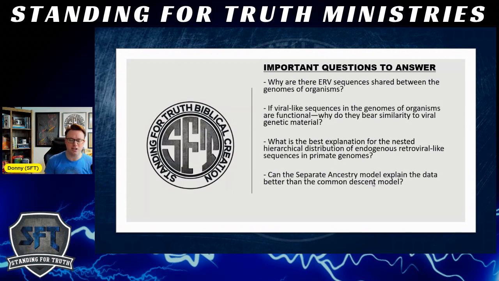What is the best explanation for the nested hierarchical distribution of endogenous retroviral-like sequences in primate genomes? Again, if these are created units of DNA function, which the evidence highly suggests, of course we're going to share more with the chimpanzee than we would with a dog or a whale. We already share more in terms of anatomy, morphology, physiology, and overall genetics with a chimpanzee than a dog. We clearly share more with the chimpanzee than we do with an old world monkey, a lemur, or an orangutan. So this isn't a surprise.